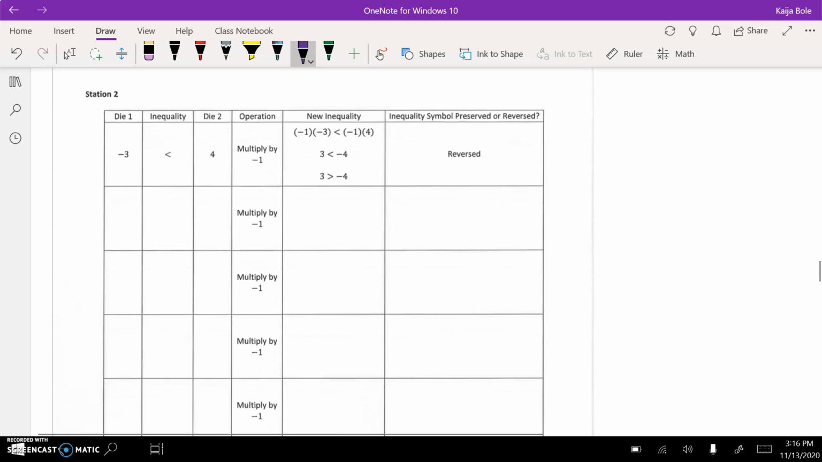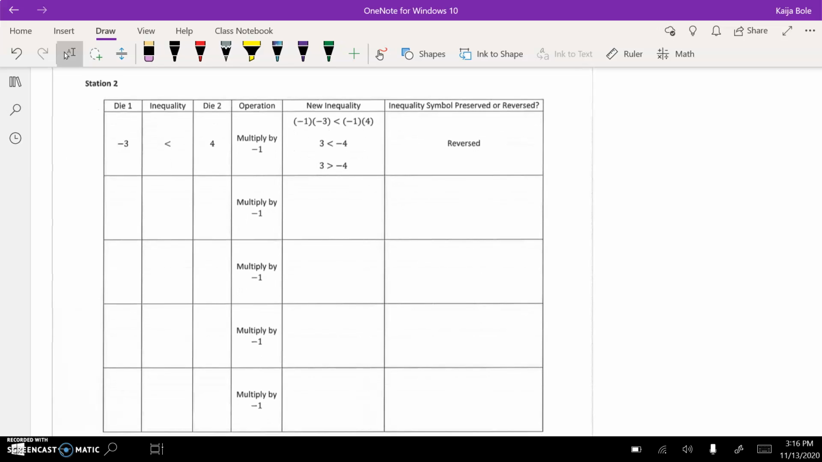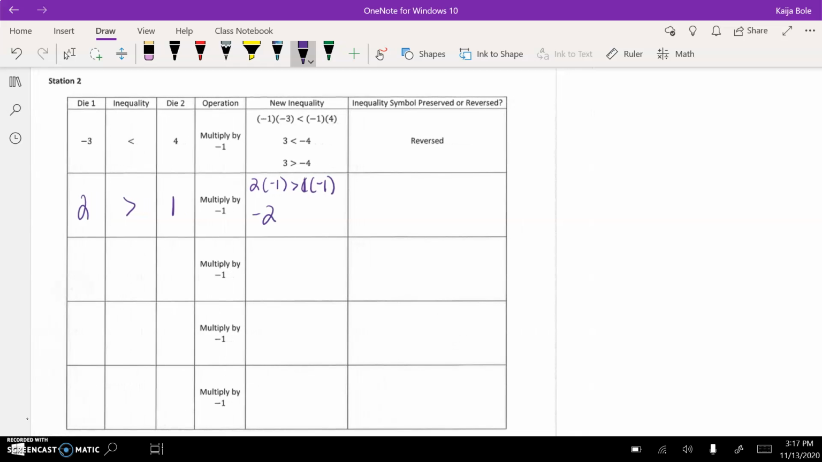So we got a different table here. Now we have first -3 is less than 4, and we were multiplying by -1, and you can see here that that made us change the signs. Maybe I had, again, something simple, like 2 is greater than 1, and now I'm going to multiply both of these by -1. So 2 times -1 is -2. 1 times -1 is -1, and now I would have to flip my sign to make it a true statement. -1 is bigger than -2. It's closer to 0. So again, my sign would have to be reversed.